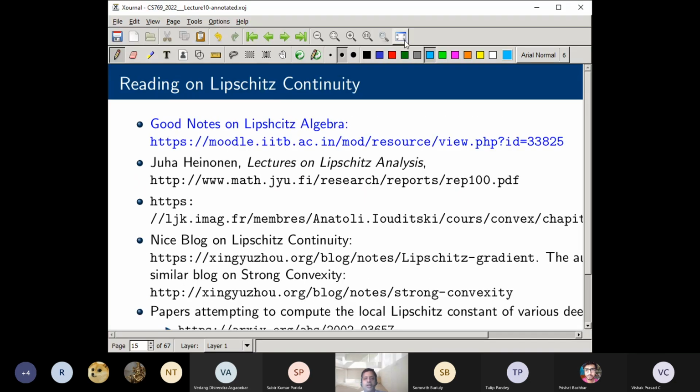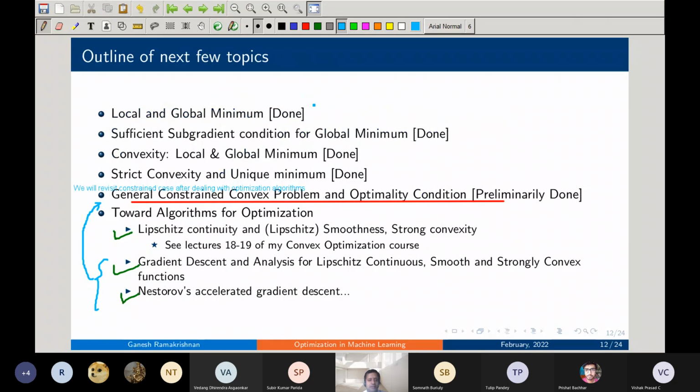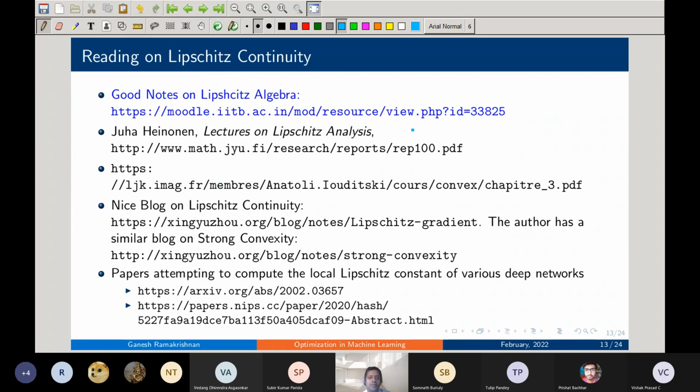So for the constraint case, I was saying that we will be invoking a notion of Lipschitz continuity. I'm giving some references on Lipschitz algebra, uploaded on Moodle. At the same time, you'll find a couple of other links. Now, you may wonder how this is all relevant for deep learning. Yes, it's all very relevant for deep learning. I've put a list of some papers. There are many more papers. Some of these papers attempt to compute the local Lipschitz constant of various deep networks. You can have a look at it. And why are they important? We'll see soon.